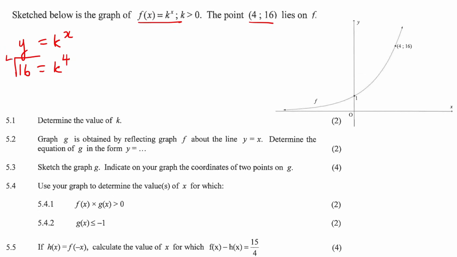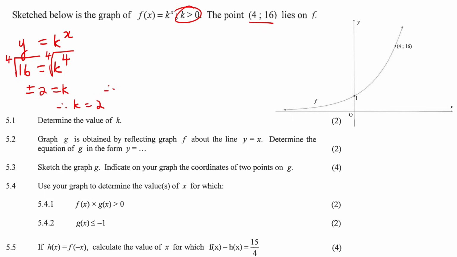Here we can take the fourth root on both sides. And so on this side we have k. The fourth root of 16 is technically positive and negative 2, because this is an even root, so you're going to have positive and negative answers. However, they told us that k is bigger than 0. So k can't be negative, so therefore k must be 2.